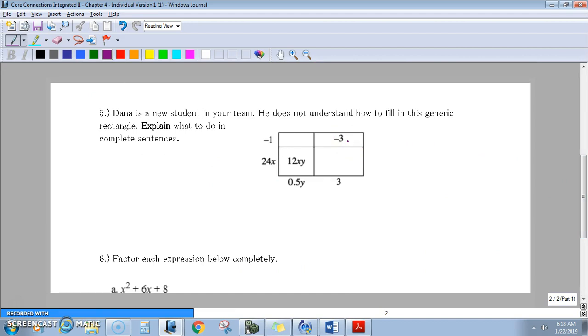Diana is a new student. He does not explain what you do in complete sentences. You can do that. I'll show you what to do, but you just need to explain how you do it.